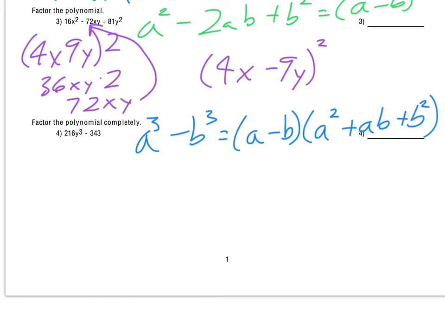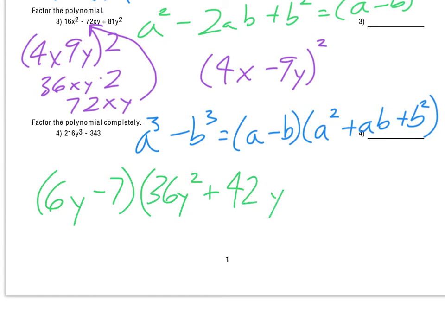216, if we cube root that, we get 6, and then the y, and then 343 becomes a minus 7. Now it's very nice that really the 6y and the 7 are kind of our base units for our trinomial. To get the first term, we just square the 6y, which is 36y squared. The middle term is just the product of those two. Notice again the sign change there in our pattern, but we get 42y. And then the third term is just what we get from squaring the 7, in this case 49. And so then that's how we factor that.